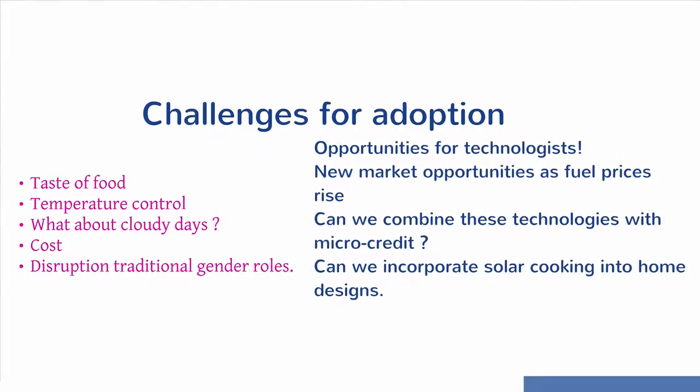Very simple ideas, but it's important for us to think broadly. That's my goal in doing this. What are the challenges for adoption? Even if you build the best solar cooker, cheapest, works fantastic, it's durable, whatever, there still are problems with adoption. The taste of the food: if the food tastes bad, no one's going to use it, right? And the whole thing is a waste.